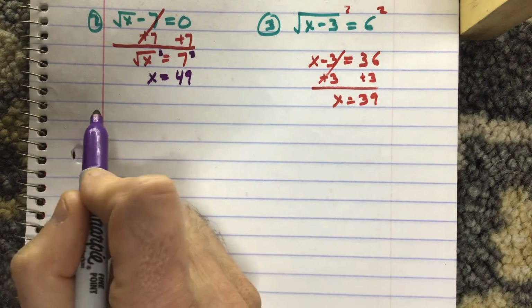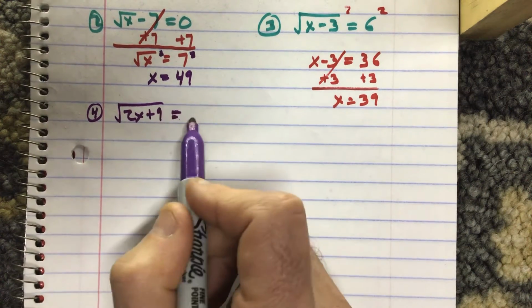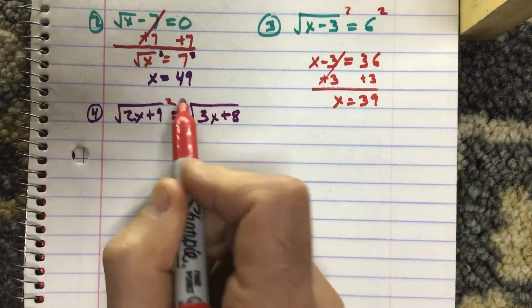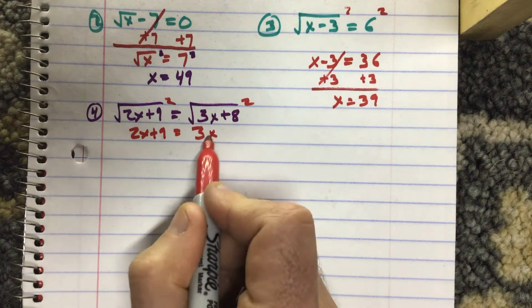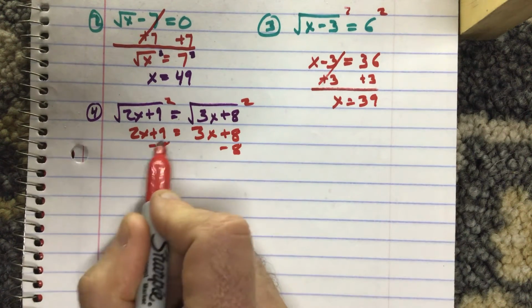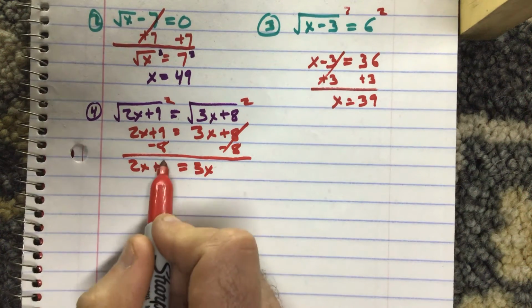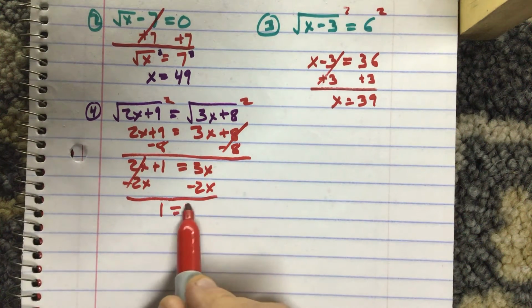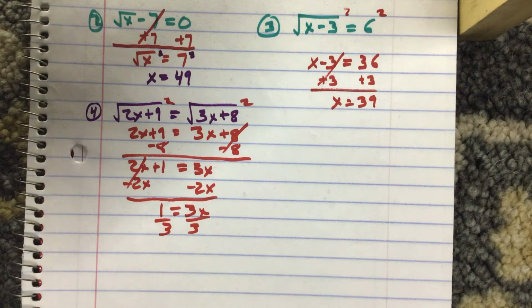Okay, a few more. You could have a radical on both sides. Radical 2x plus 9 equals radical 3x plus 8. If you want to get rid of the radical, just square both sides, and the radical will be gone, and you'll just have 2x plus 9 equals 3x plus 8. Just subtract 8, and you'll get 3x equals 2x plus 1, and subtract 2x, and you get 1 equals 3x, and then divide by 3, and you get 1/3. I didn't know it was going to be a fraction.